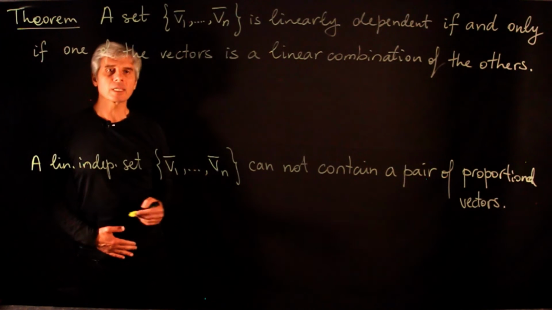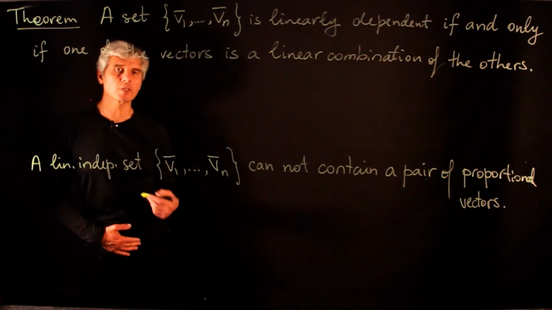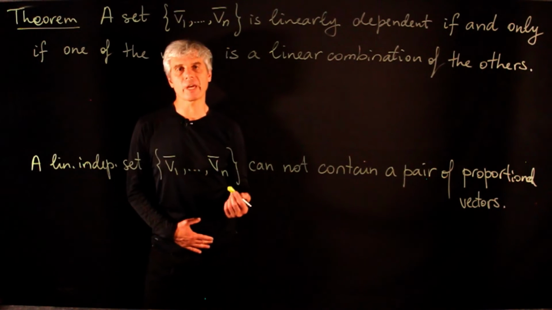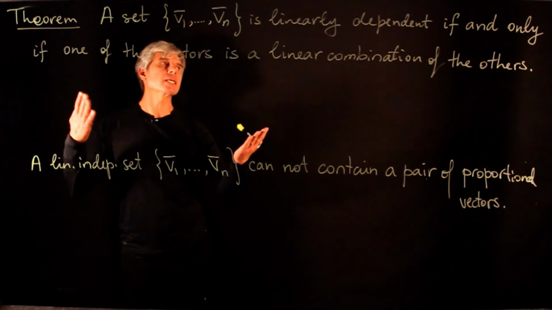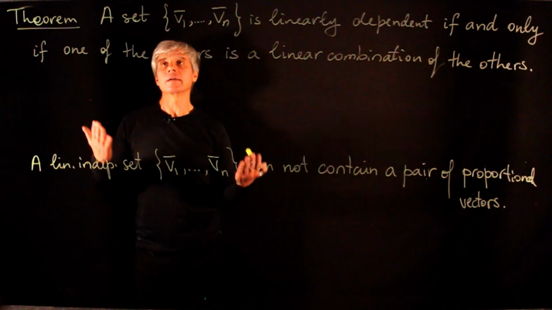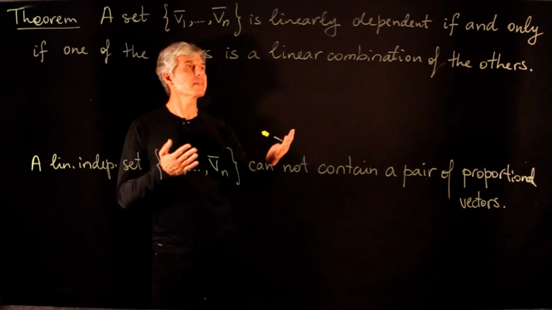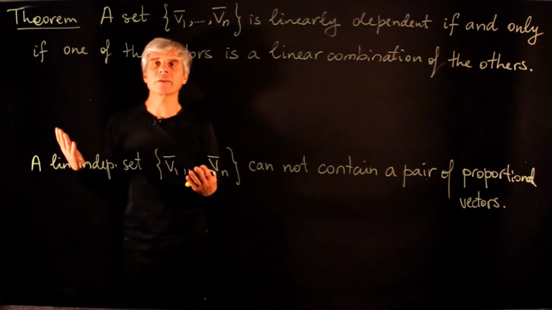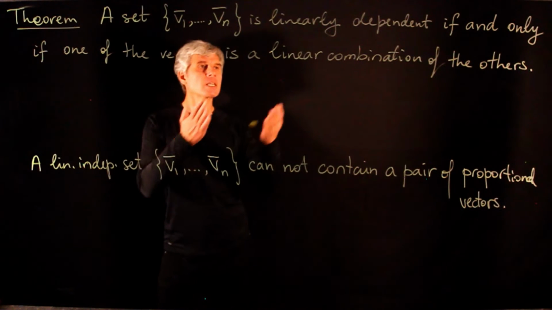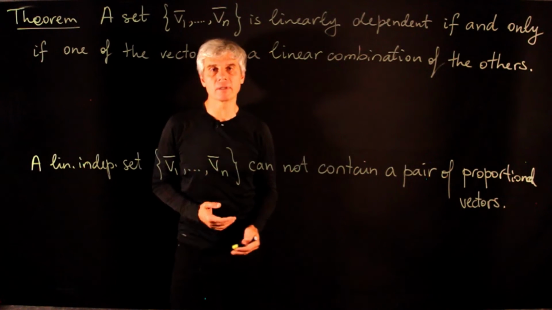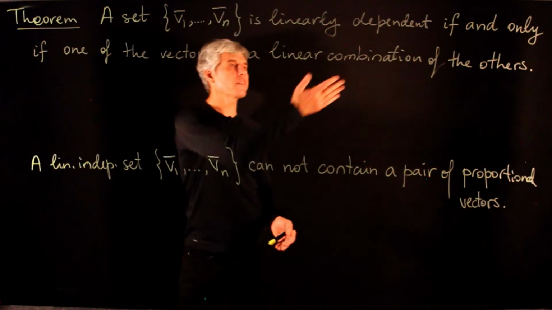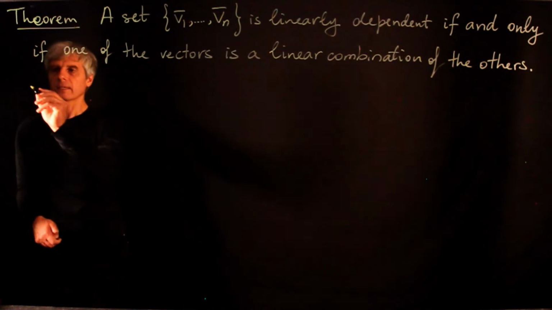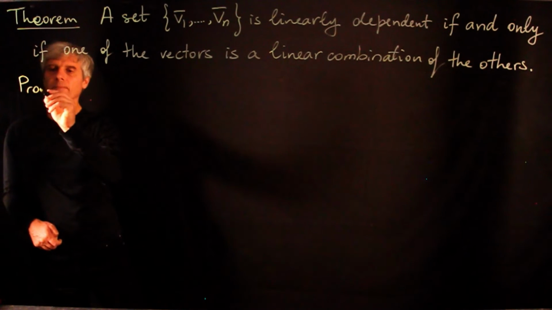Now, this theorem is consistent with what we said about linear dependence for pairs of vectors. Because if we apply this theorem to a pair of vectors, then we get that a set of two vectors is linearly dependent if and only if one of the vectors is a constant multiple of the other, right? Because there will be only one other vector left. So let's give a proof of this theorem.